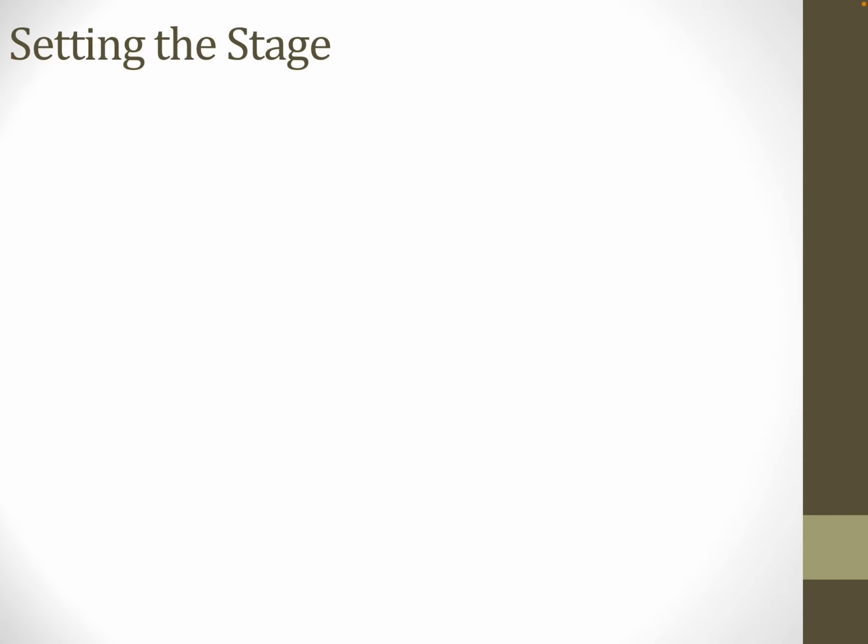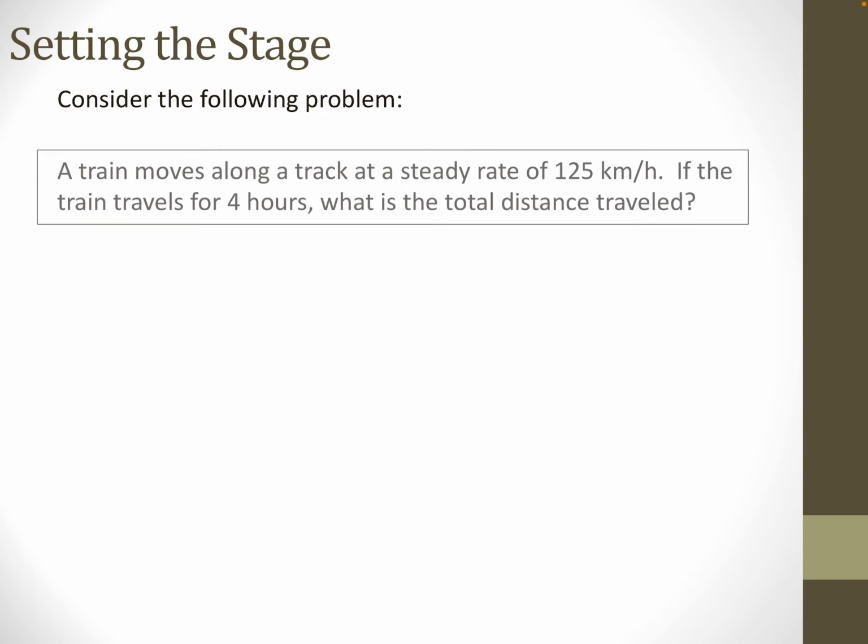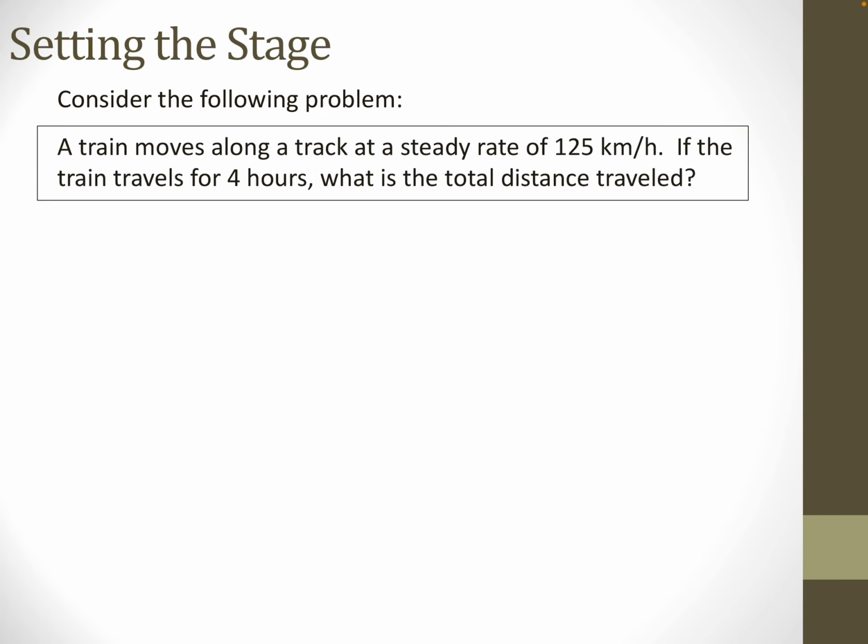So, setting the stage, consider the following problem. A train moves along a track at a steady rate of 125 kilometers an hour. If the train travels for 4 hours, what is the total distance traveled? Well, okay, we don't need too many calculations here. Because the train is moving at steady speed, finding its total distance traveled is not a big problem at all. You might be able to just do it in your head.